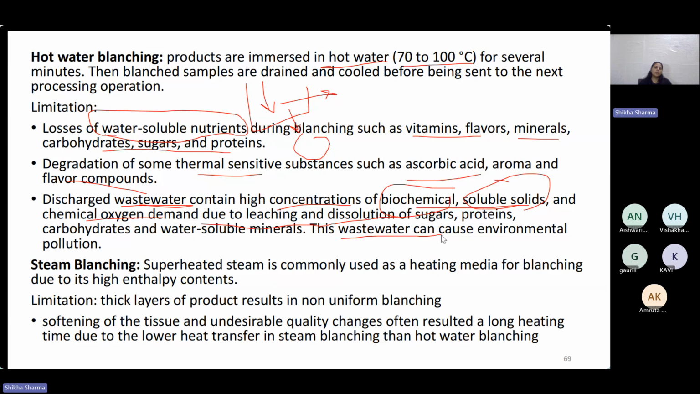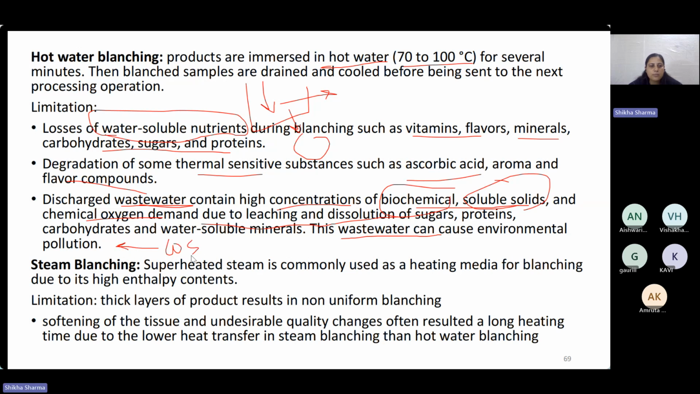It not only affects the product's nutritional value or the thermally sensitive compounds, it also affects the environment, as the discharged water is not good for the environment. So industry needs to treat that wastewater, which is also high cost.